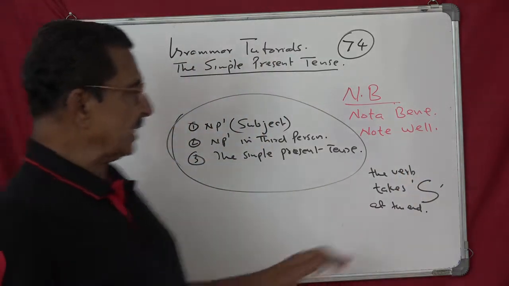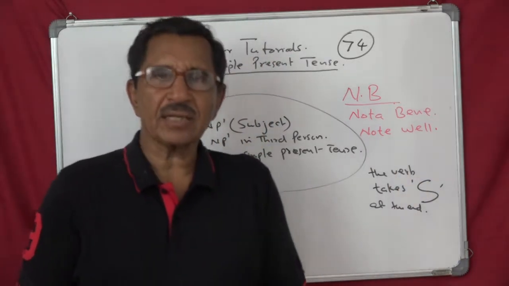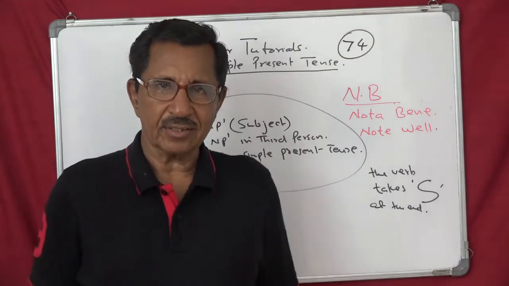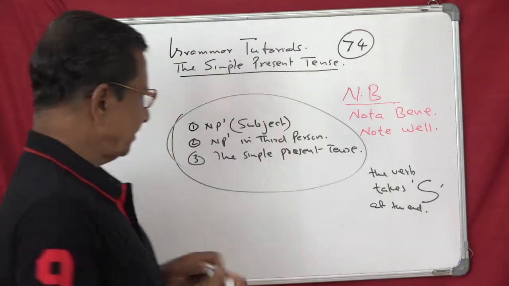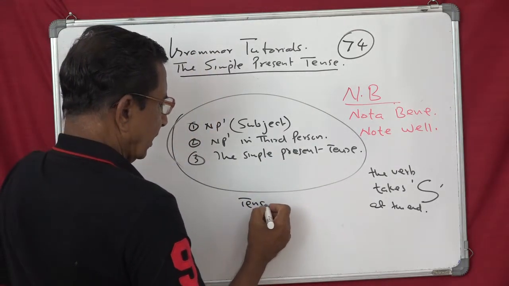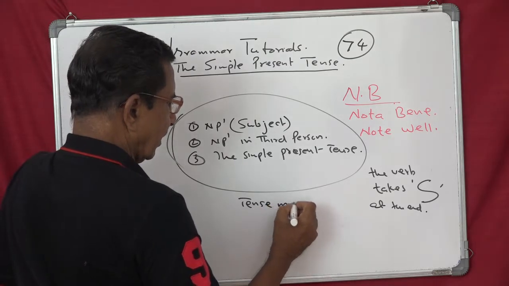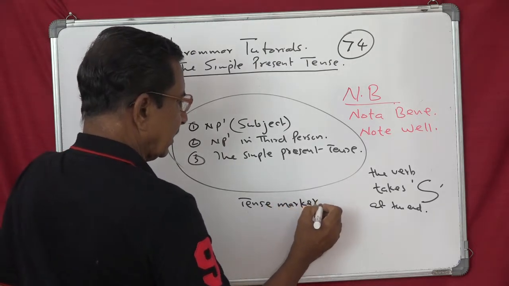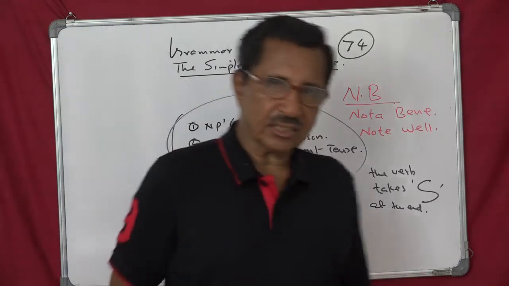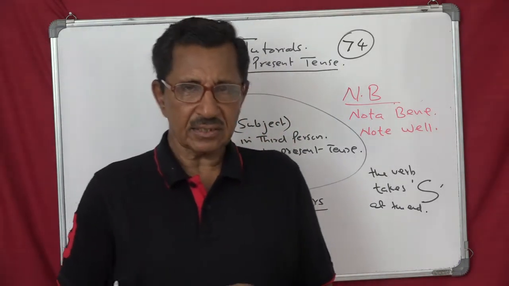S is the only tense marker in the simple present tense. There's no other tense marker. Tense markers are used for making tenses, forming tenses.